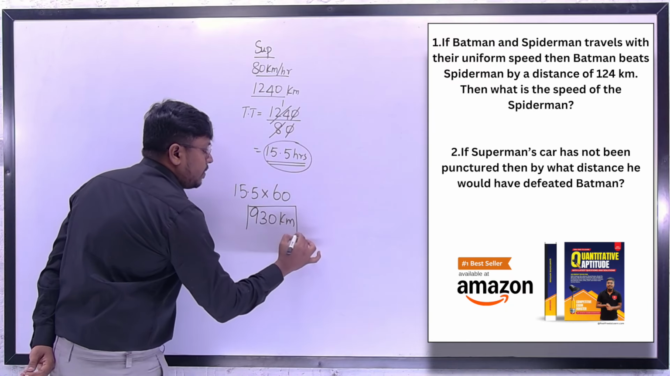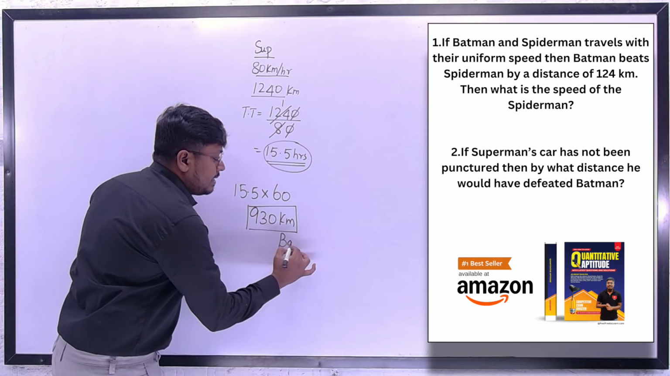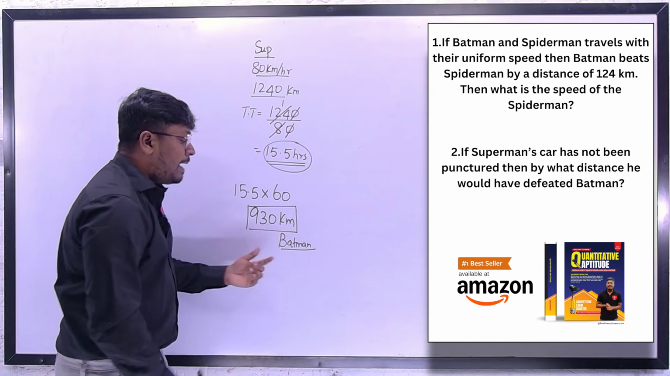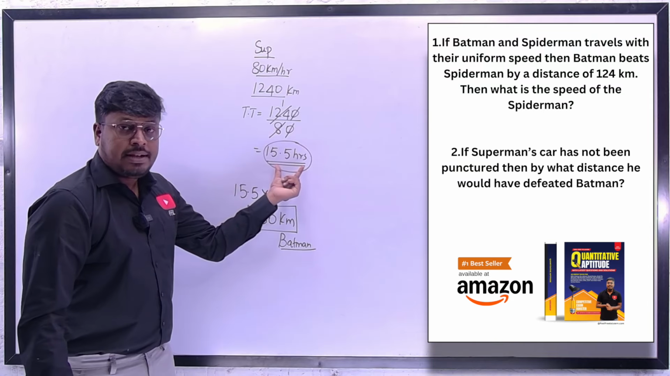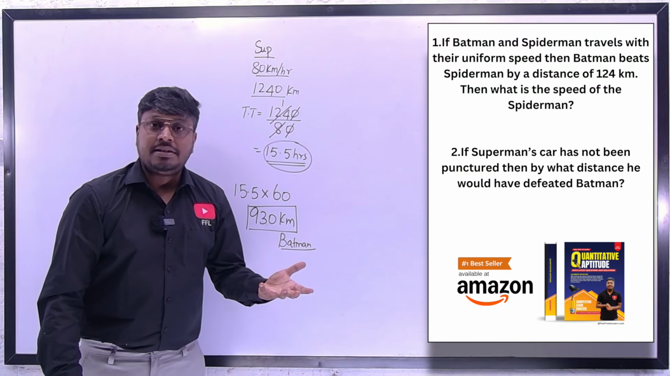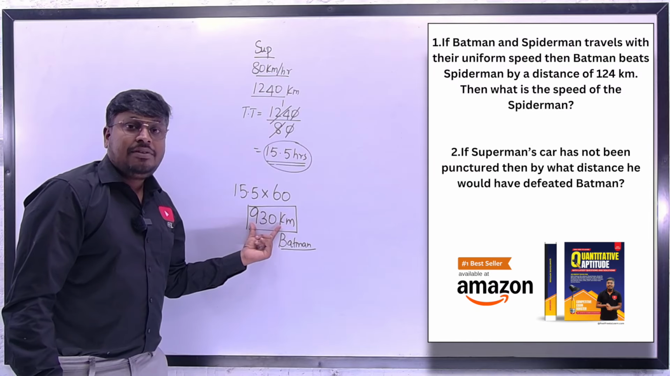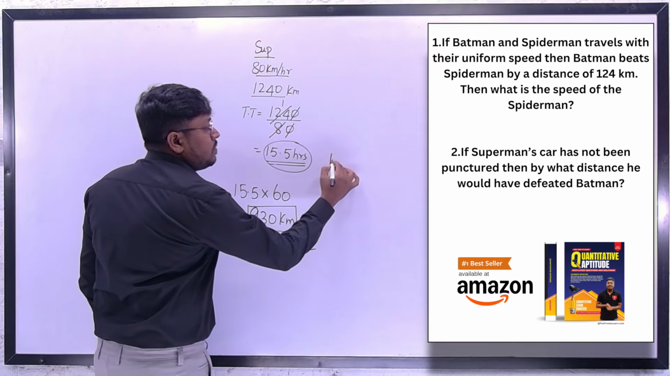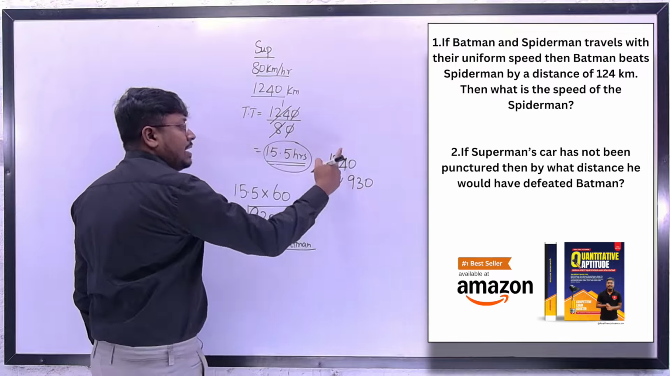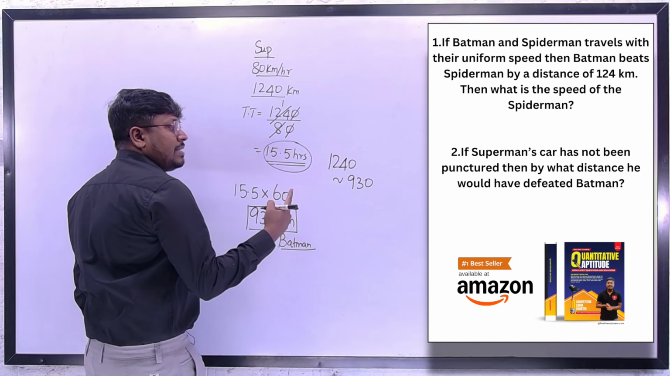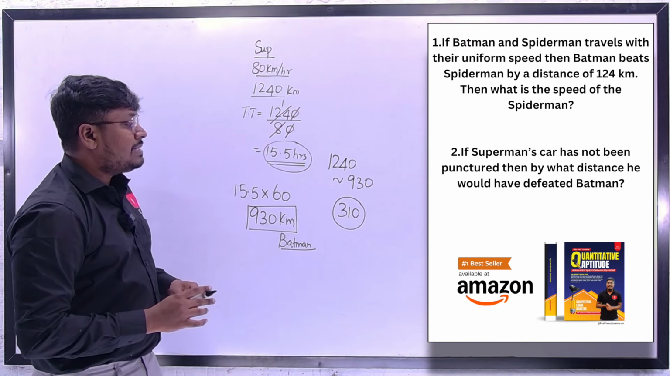So here we found 930 is what? 930 will be the total distance traveled by the Batman in 15.5 hours. At the same 15.5 hours, Superman would reach the destination. So Superman won the race by a distance of how much? You have to find the difference. So 1240 minus 930. Here we have 70 and here we have 240. So 240 and 70 will be 310. So the answer for this question is 310.